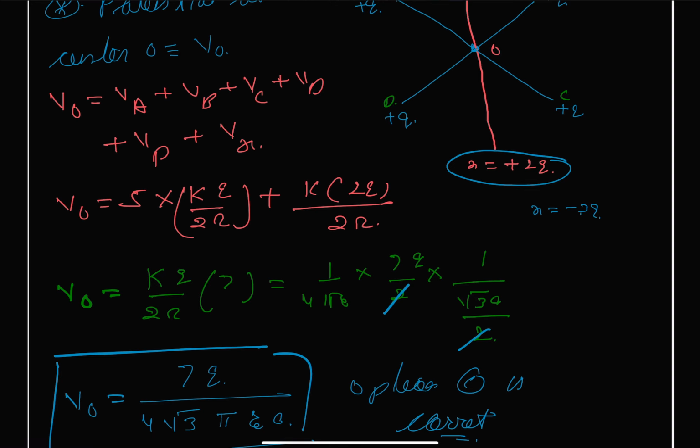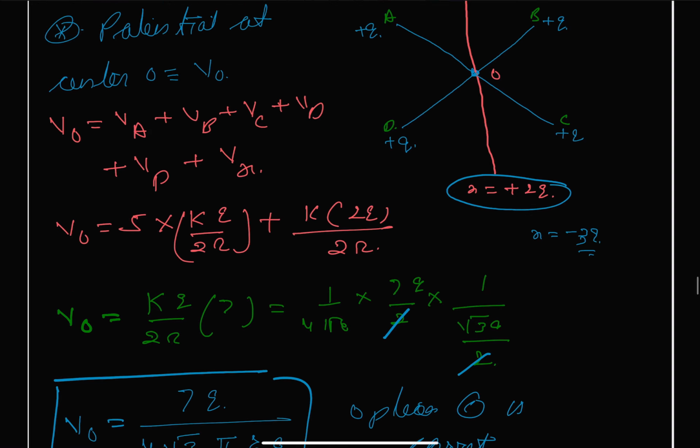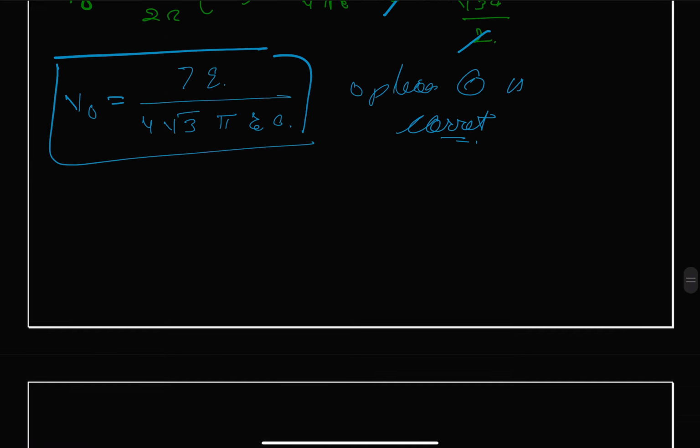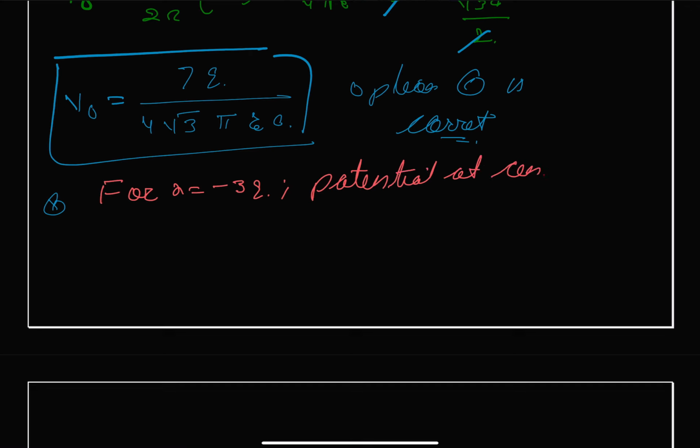So in this case, still we can write that for x is equal to minus 3q, potential at the center, whichever V naught, so we can write V naught will be equal to VA plus VB plus VC plus VD plus VP and plus Vx.